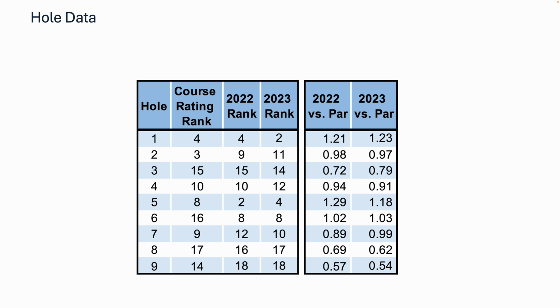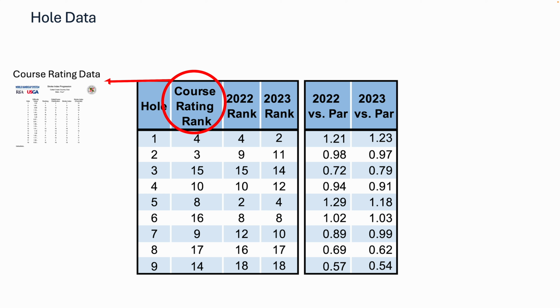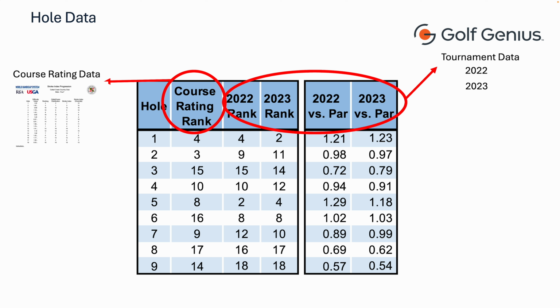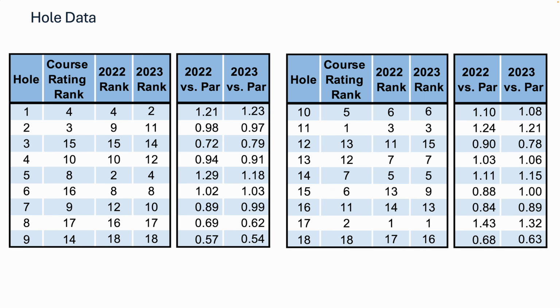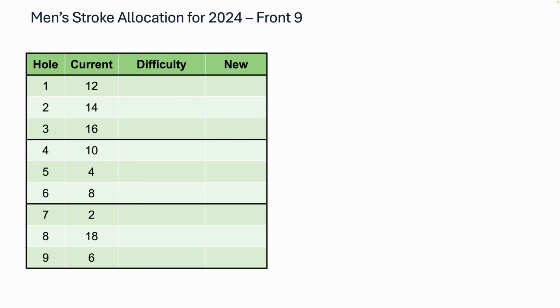We're going to see this pop up throughout the presentation, but I just want to walk you through what some of this stuff is. The course rating rank was determined from the course rating data that we got. And the 2022 and 2023 information here came from the 2022 and 2023 Golf Genius tournament data. And this is the rankings, and what do we mean by rankings? 1 equals the hardest, 18 is the easiest. And here's all the data across all the holes. I'm not going to leave this up on the screen. We're going to go through more details later.